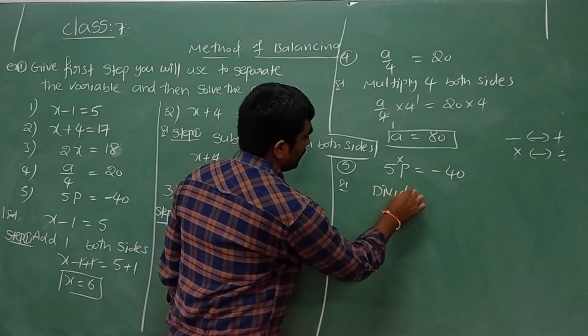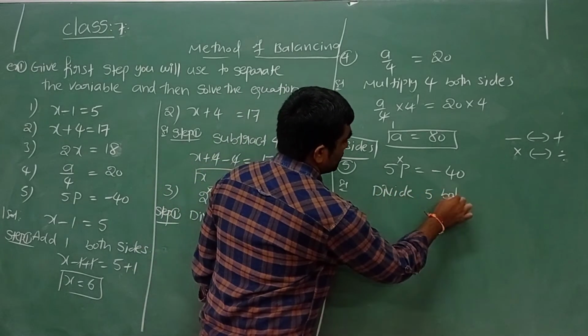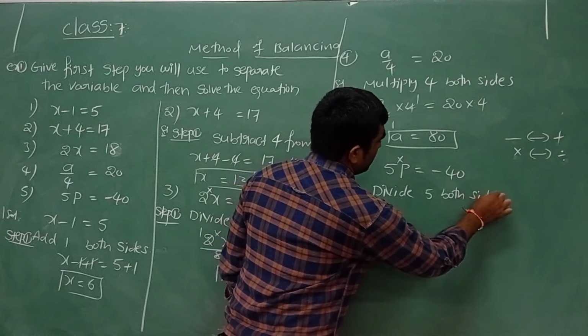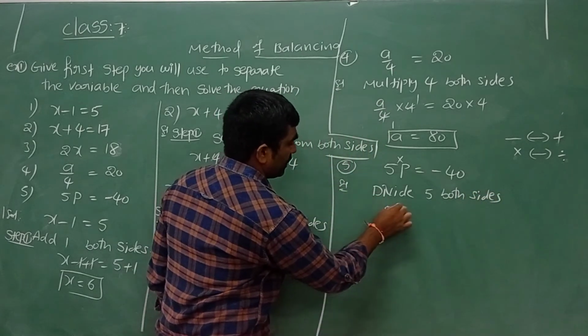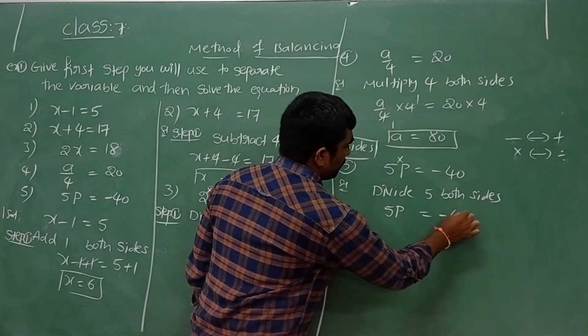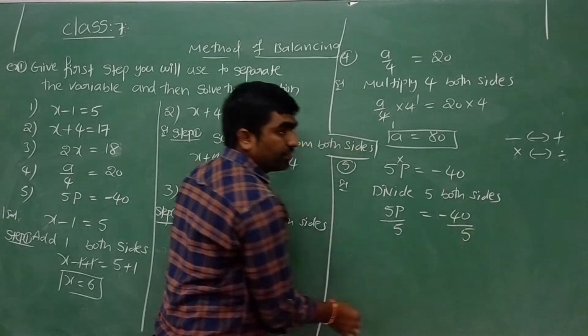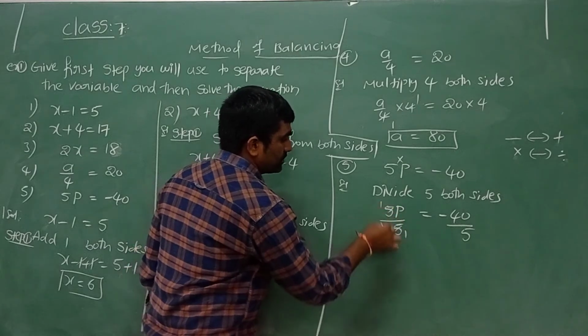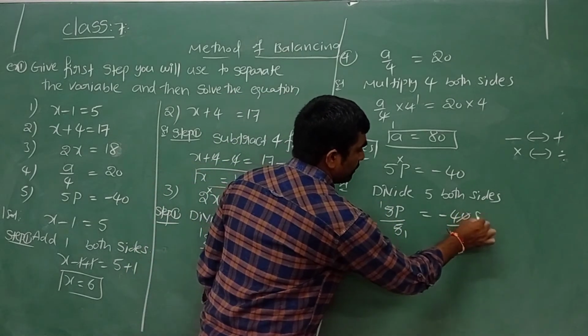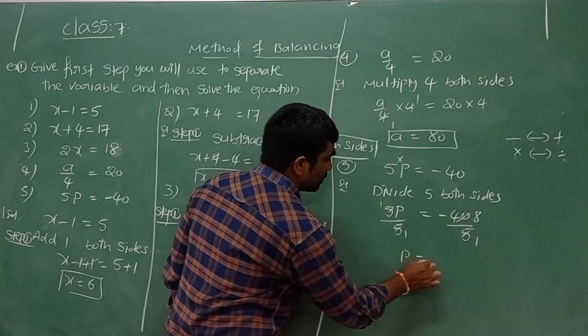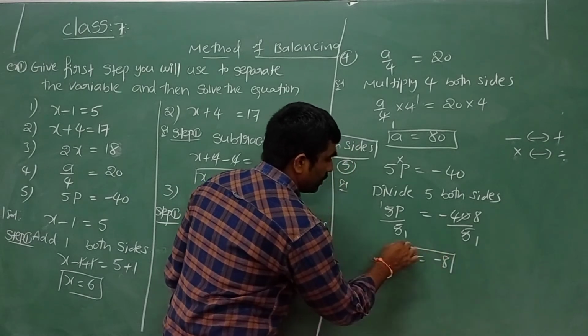Let me write here: divide by 5 on both the sides. Both LHS and RHS we divide by 5. 5p is equal to minus 40. LHS divided by 5, even RHS also divided by 5. 5 ones are 5, and 5 eights are 40. We can write p is equal to minus 8 is the solution.